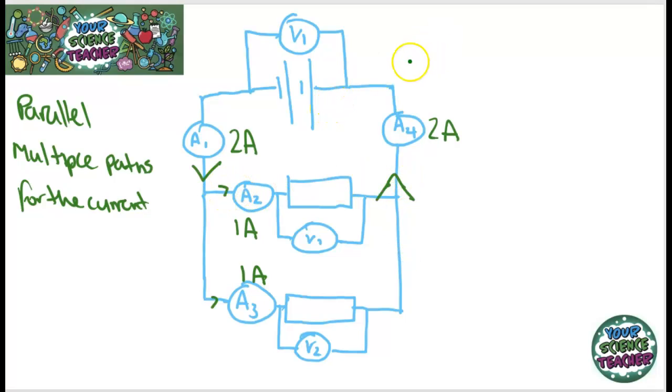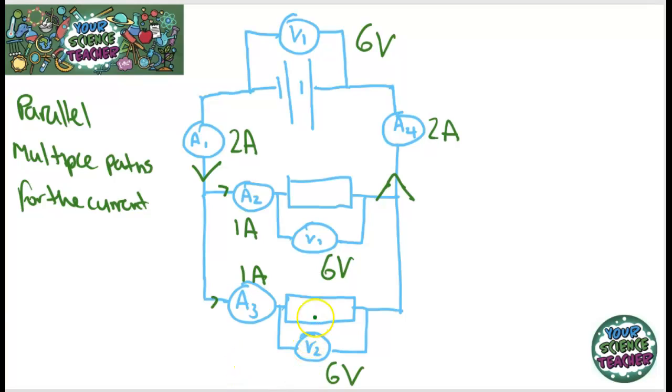The voltage, however, is different to a series circuit. The voltage does not split. So if we keep the batteries the same voltage, they said that these were 3 volt batteries, so we've got 6 volts coming in. This one here will be 6 volts and this one here will be 6 volts. The voltage in a parallel circuit is the same at all points.